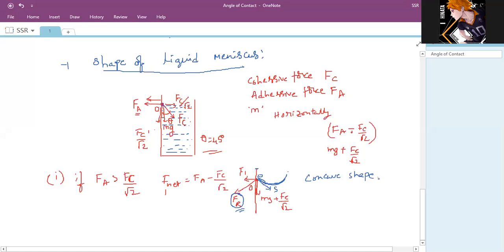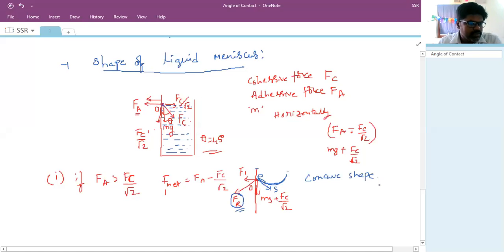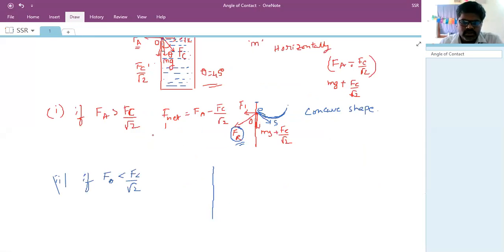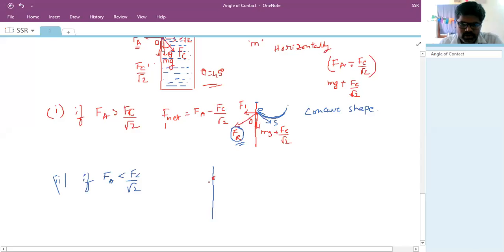Okay, that is the case of Fa greater than Fc. Suppose Fa is less than Fc, that is, Fa is less than Fc by root 2. In that case, again you can draw the resultant. This is the surface you can take, and there is a molecule in contact with the solid. Let us say this is the molecule, in red color, point O. Now you can draw the horizontal forces at this point. See, this is the direction of Fa, and inward is Fc by root 2.